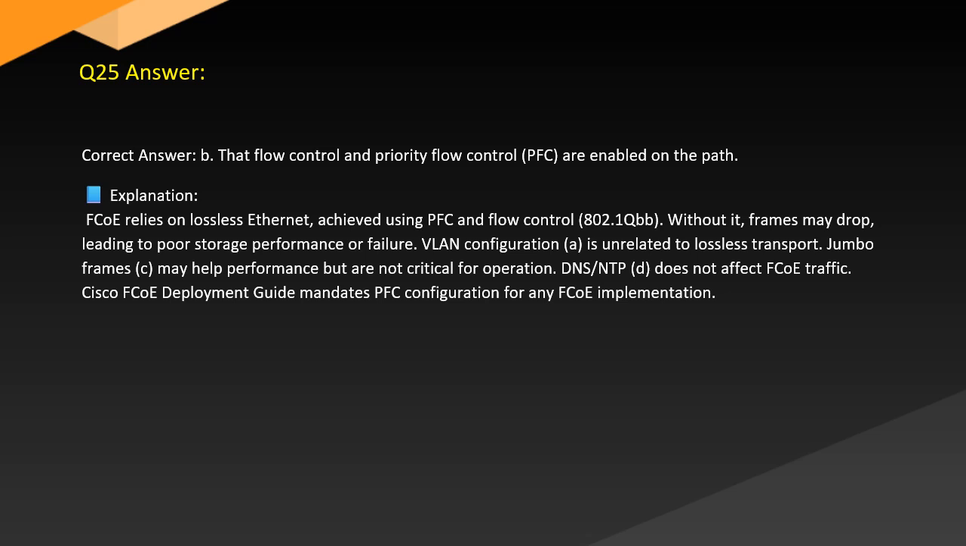VLAN configuration A is unrelated to lossless transport. Jumbo frames C may help performance but are not critical. Option D does not affect FCoE traffic. The Cisco FCoE deployment guide mandates PFC configuration for any FCoE implementation.